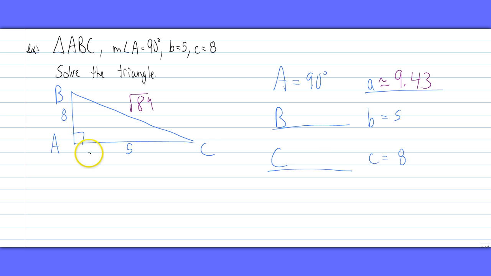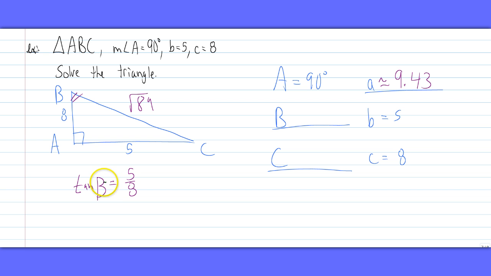Now to find angle B, I'll go back to the two numbers we were given from the beginning, those two exact values of 5 and 8. Relative to angle B, 5 is opposite, 8 is adjacent. Opposite and adjacent deal with the tangent function, so I could say that the tangent of B is equal to opposite over adjacent, 5 over 8. I want to find the angle. I want to get B by itself.